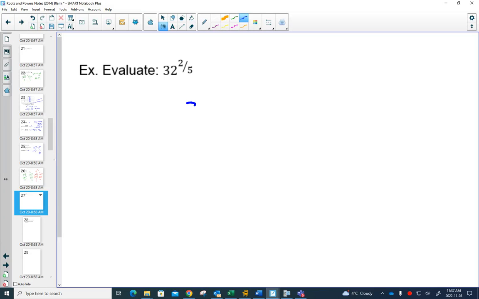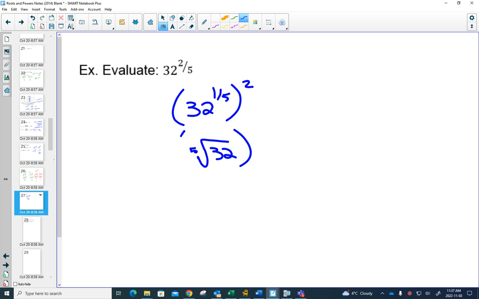All right, how did you do? Did you figure out that you should do the 1/5 first? Yeah. And the 5th root of 32 is 2. It's 2 times 2 times 2 times 2 times 2 is 32. And then you square it and get it.